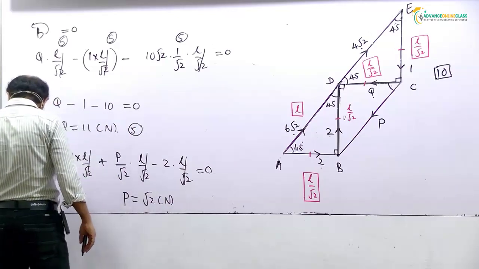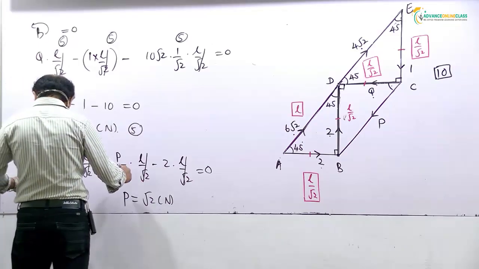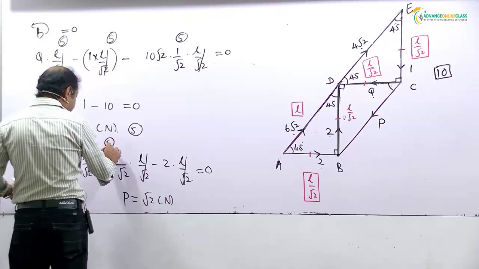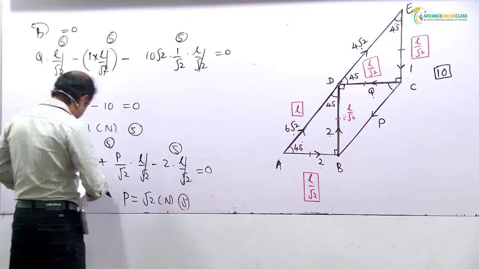Right. Here, marks come in. Left hand side, this part 5. This is 5. This is 5. This way we get that.